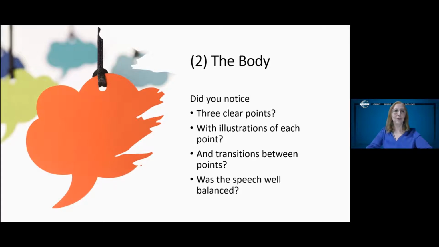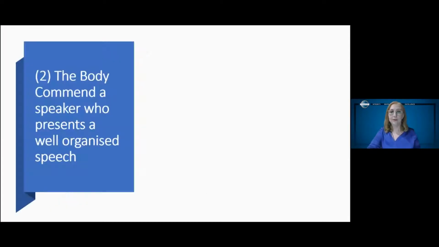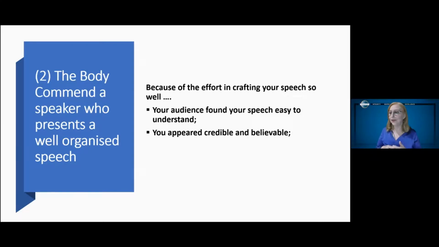How do we transition from point to point? It is a bit easier in a face-to-face meeting when you're presenting from a stage area because the speaker can move from one part of the stage to another to demonstrate that they're transitioning from point to point. In a Zoom environment, we need to use transitional words or signposts. If I want to commend a speaker who presents a well-organized speech, I will say something like this. Because of the effort in crafting your speech so well, your audience found your speech easy to understand, or you appeared credible and believable. Those are the sorts of things that I would like to say to someone who takes the effort to well craft their speech.